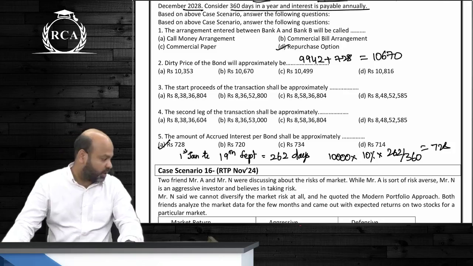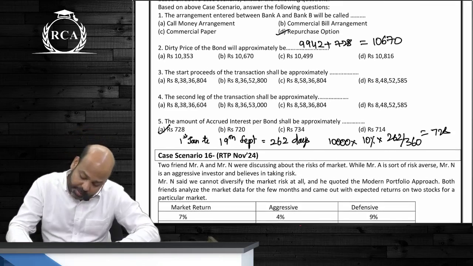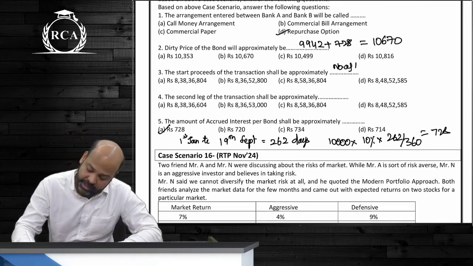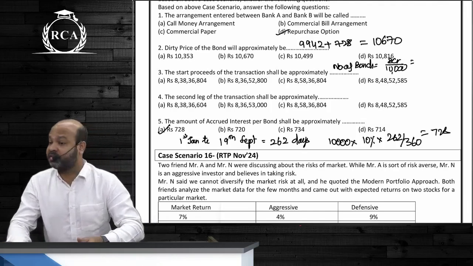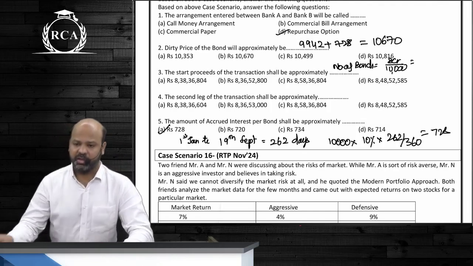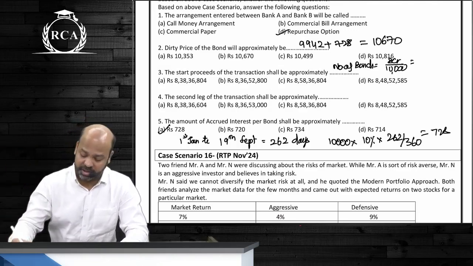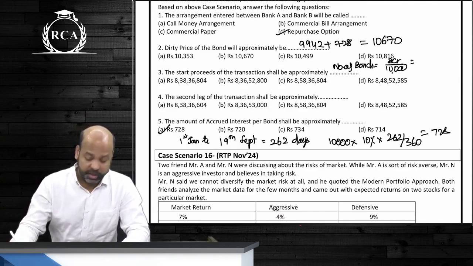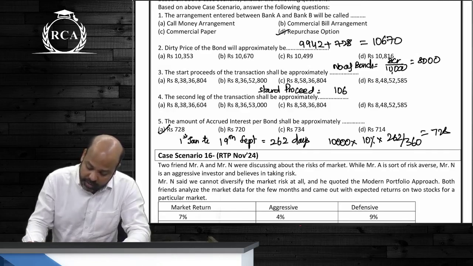Start proceeds of the transaction shall be how much? How will you compute start proceeds? Can you tell me how many bonds first? A lot of you made mistakes in the test that we wrote. The first test had this question on repo transaction, and a lot of you made mistakes with the number of bonds, price, everything. 8 crores divided by 10,000: number of bonds is 8,000. Now start proceeds will be, what is the price of each bond? 10,670 into 8,000 minus 2%.